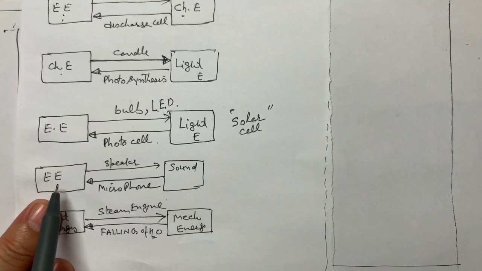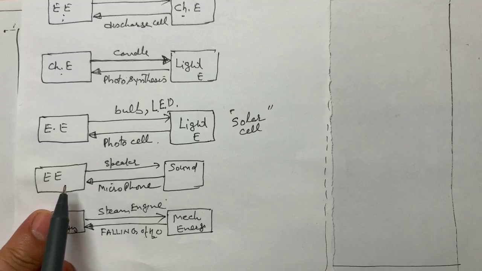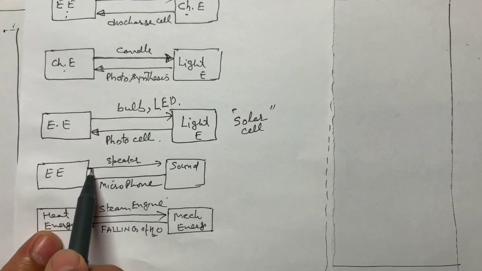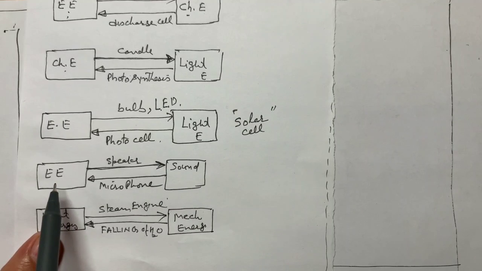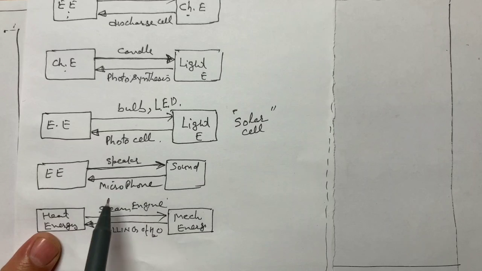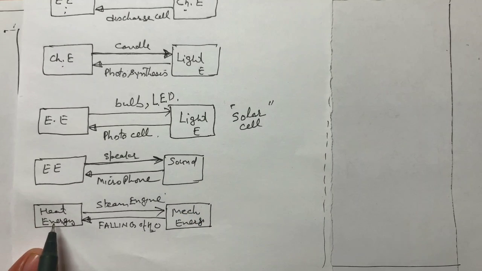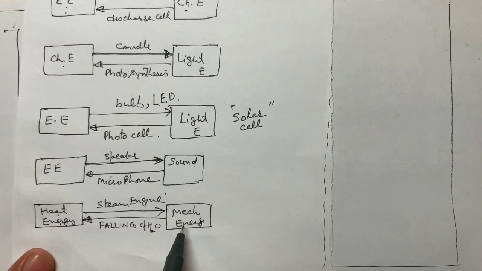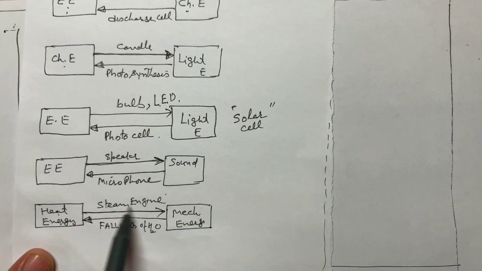Now again, electrical energy is converted into sound with the help of a speaker. On the other side, sound energy is converted into electrical energy with the help of a microphone. Heat energy is converted into mechanical energy via a steam engine, and mechanical energy is converted into heat energy.